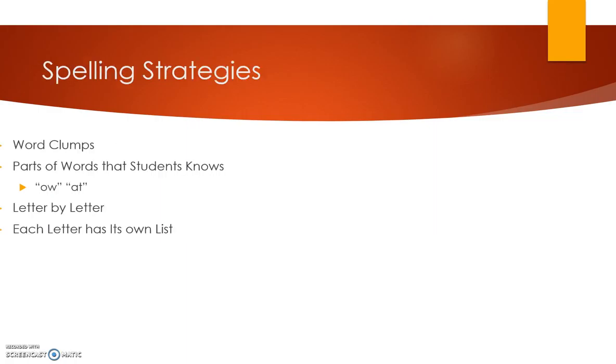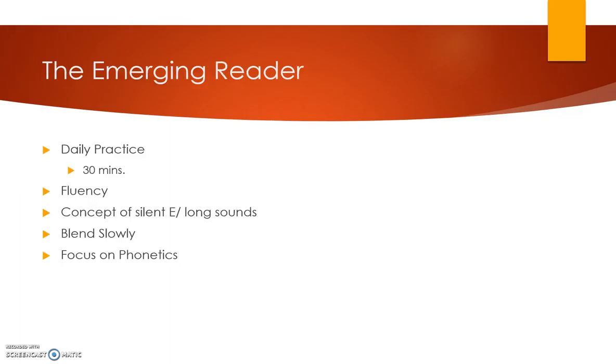Spelling strategies. A very common spelling strategy is to use word clumps, and this uses parts of a word that a student knows in order to make learning new words easier. You can take a row of ow or a row of at and letter by letter add new words by adding a B or a C to make bow or cow. And each letter will have its own list.